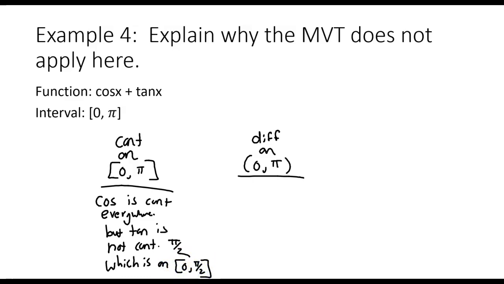Okay, oops, I wrote that wrong. So tangent has a discontinuity at pi over 2. And if you want to look at your unit circle, we start at 0 and we end at pi. Pi over 2 is up here. And tangent is undefined at this point. So as I'm going from 0 to pi, tangent has a discontinuity on that interval.